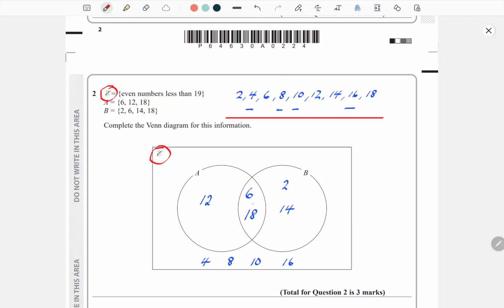So A has 6, 12, and 18. And B, you've got your 2 and the 6 and the 18 already there. So the ones that aren't represented in A are only going to be the 2 and the 14. Don't repeat the numbers. In other words, do not put the 6 and the 18 in again. Okay, just once.